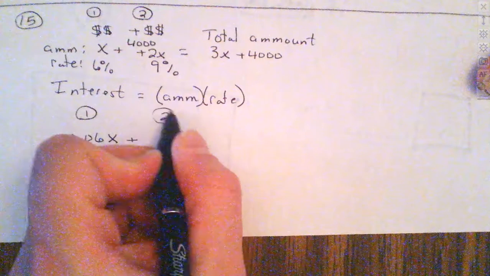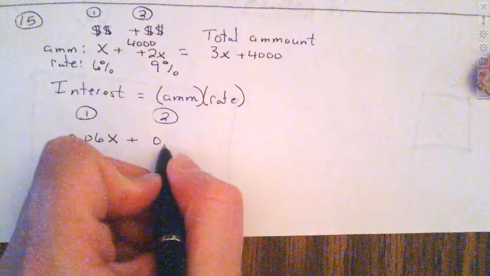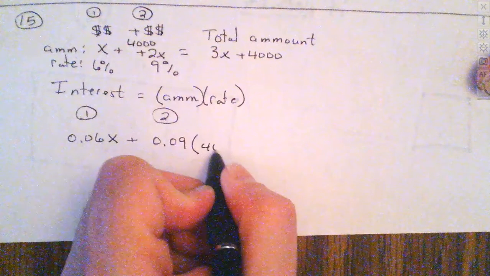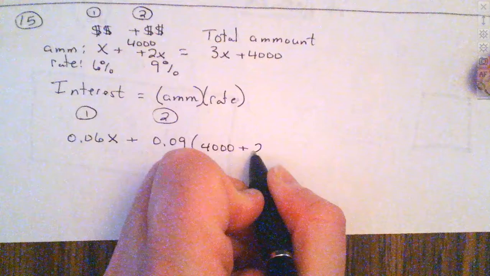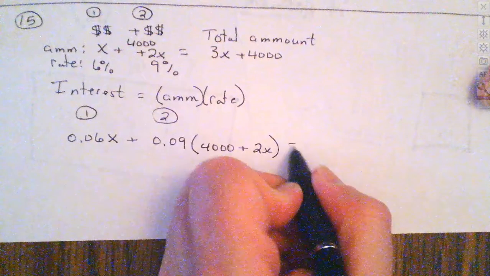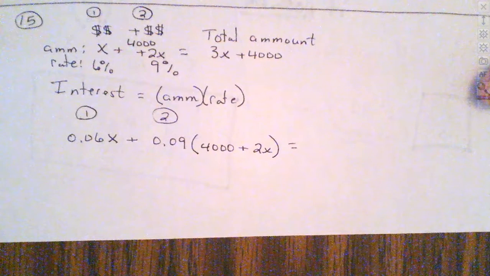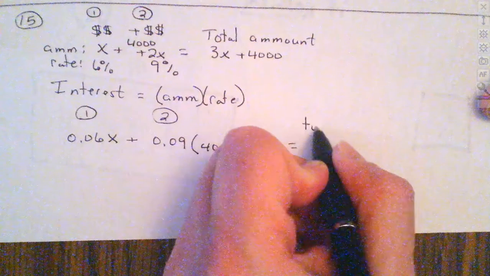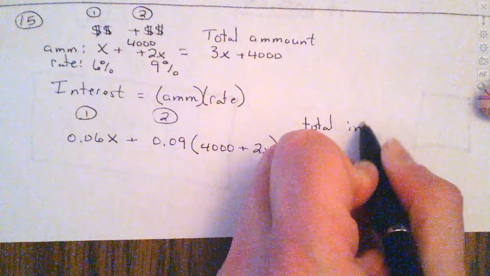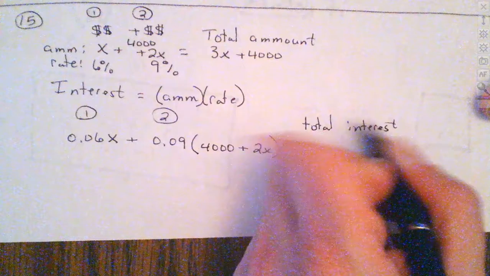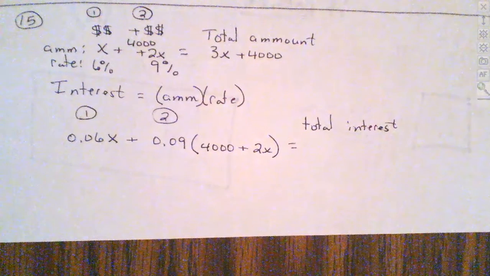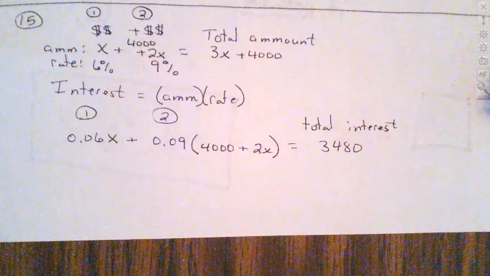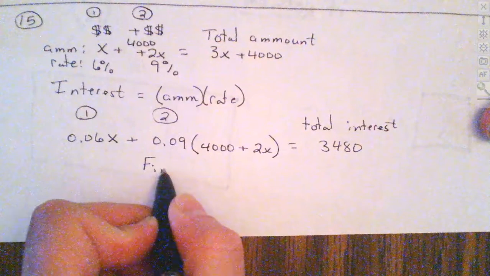Second account, 9%, so that's 0.09. How much is in there? 4,000 plus 2x. And what does it equal? Well, this is from our problem, and we want the total interest. And our total interest in this case is $34.80. And now you can finish it from there.